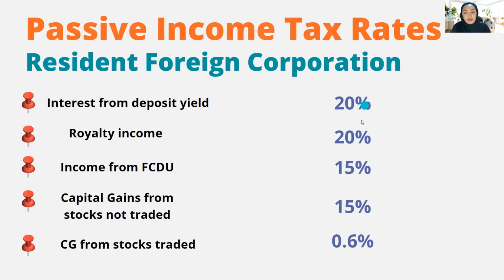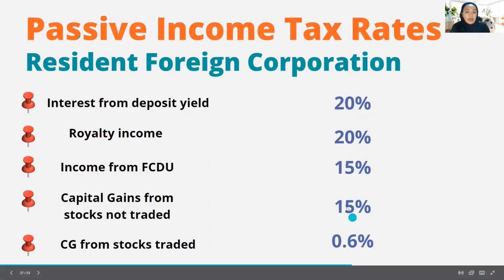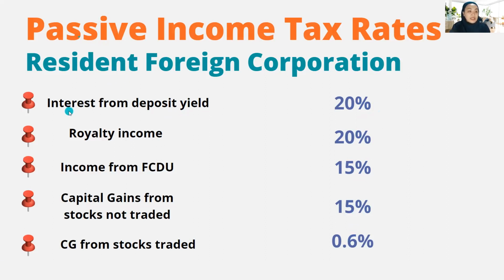These are the passive income tax rates for certain resident foreign corporations. Just like individuals, these are the subjected rates implemented by the law when the resident foreign corporation earns interest from deposit yield. So, there is no problem here, no? Simply cash in bank, okay? Royalty income, okay? Income from foreign currency deposit unit.